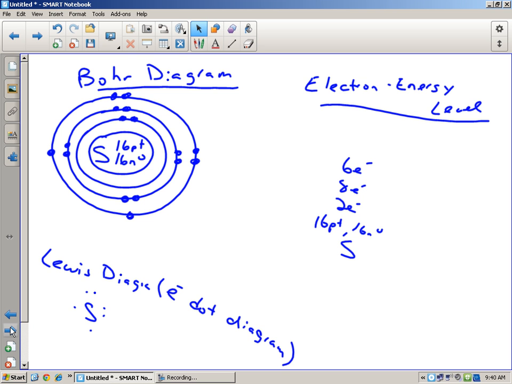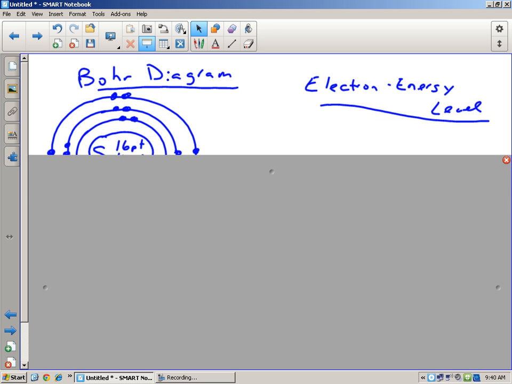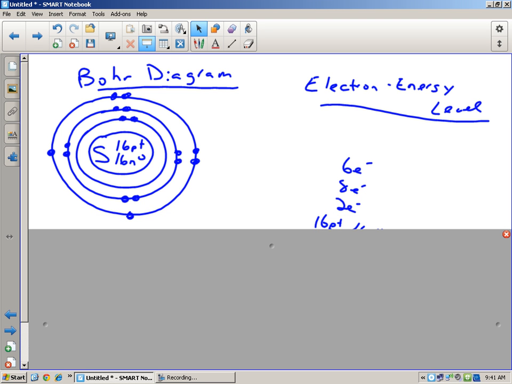Next, Bohr diagram. You remember the Bohr diagrams because they are boring. Nah. So, Bohr diagram. Maybe I should do this one with you guys. I don't remember. Let's do that.